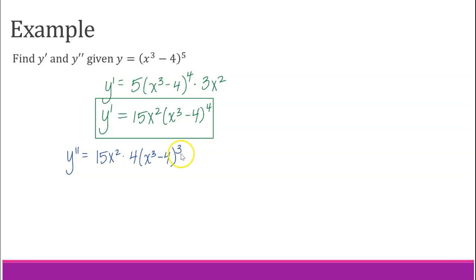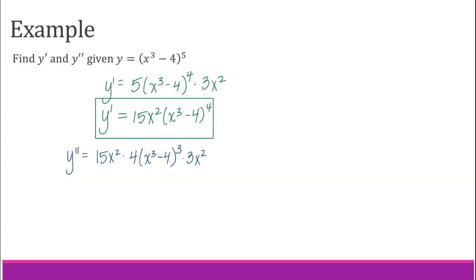We don't want to forget that exponent, so we brought the 4 to the front, left the inside the same, reduced the power by 1. That's the derivative of the outside times the derivative of the inside to finish out that chain rule. So times that 3x squared.